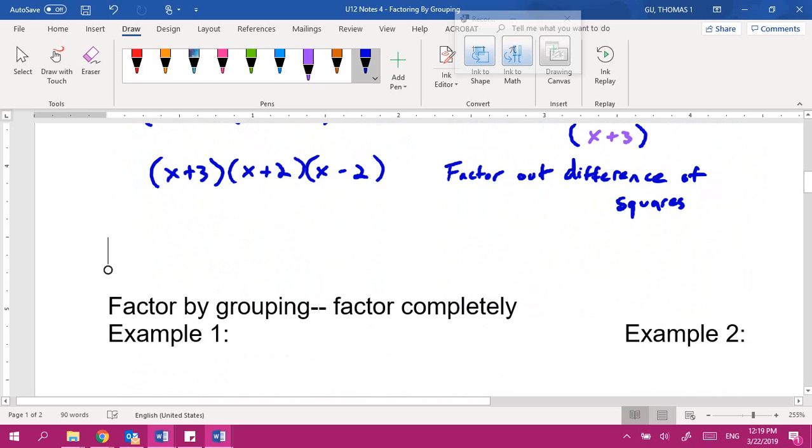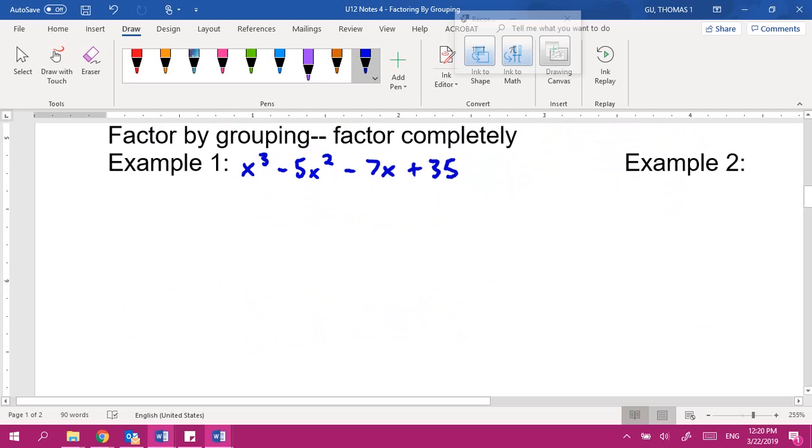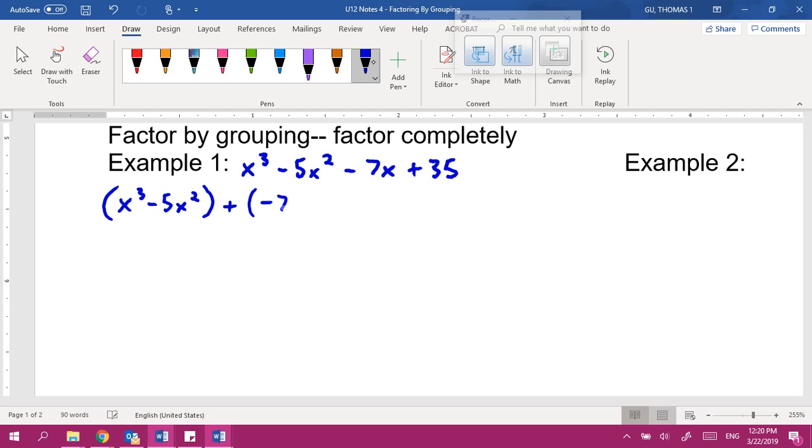We're going to put x cubed minus 5x squared minus 7x plus 35. All right, so using the example that we just did, right, let's try to guide me through the steps. What would my first step be? Group them how? Right, so I put the parentheses around my first two, and then I add my second group, which is negative 7x plus 35. Right, so I've grouped my terms.